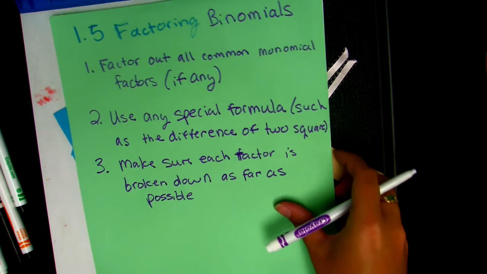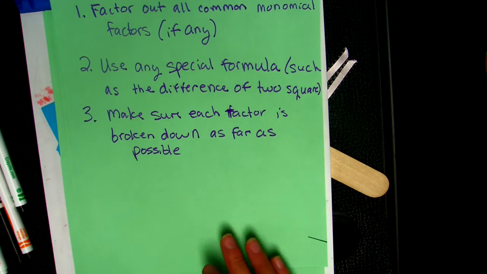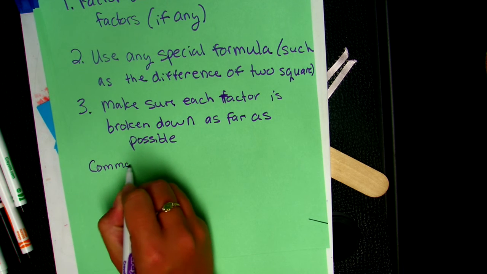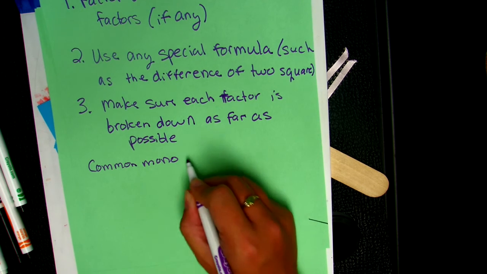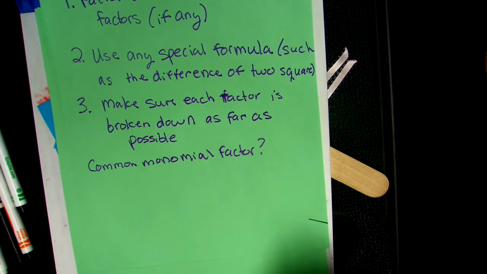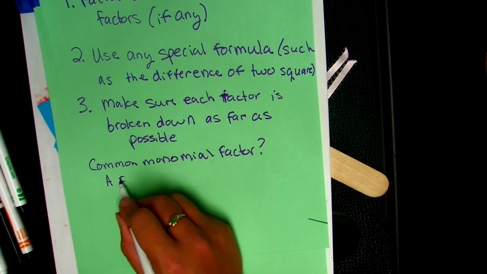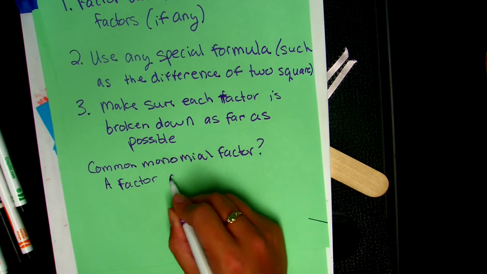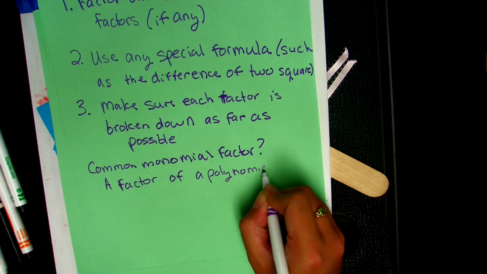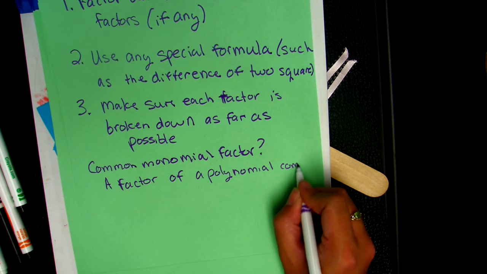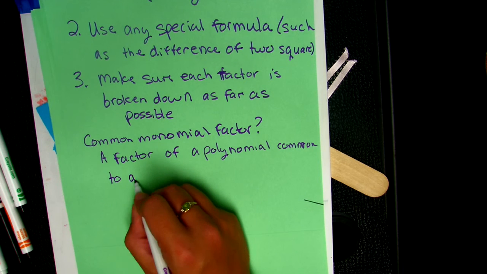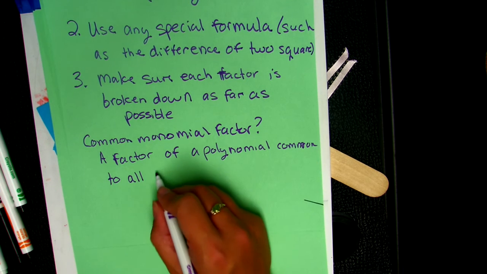So let's talk about step 1, factoring out all common monomial factors. Let's go ahead and give that a definition. So what is a common monomial factor? It is a factor of a polynomial common to all terms, and that's the important part. It has to be common to all terms in the polynomial.